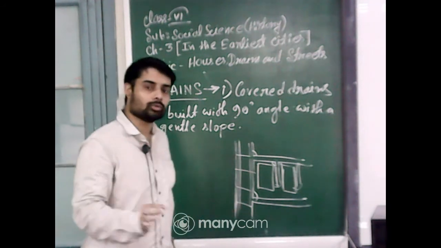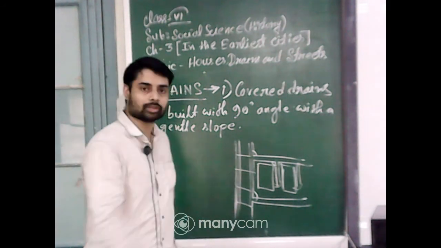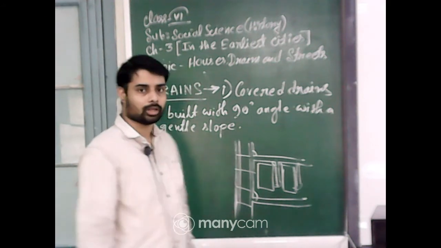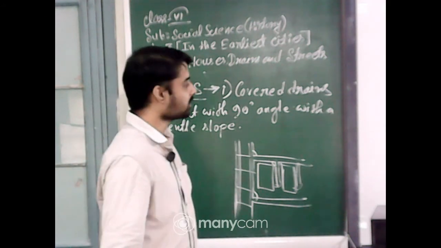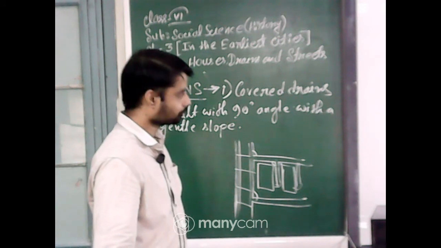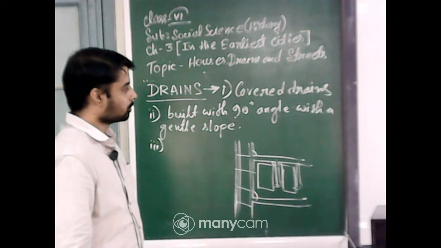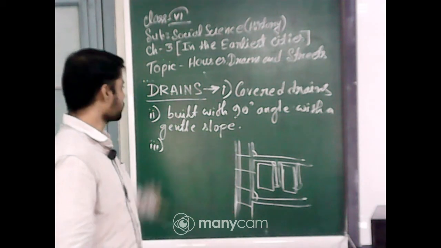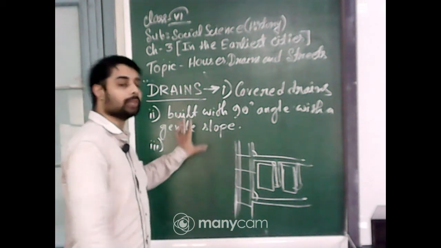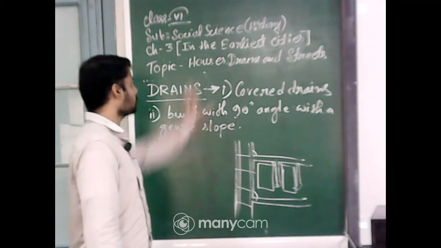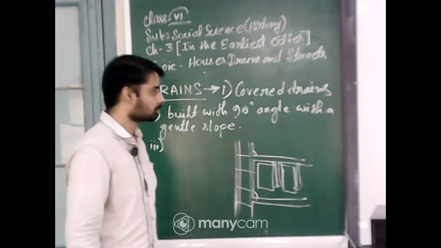In the new NCERT book, it is in chapter number 3. That's why I have mentioned chapter number 3. But in the old book, it is in chapter number 4. Don't be confused. It is not question answer. I am just discussing and giving you the important features of the Harappan cities and the important features of houses, drains and streets.